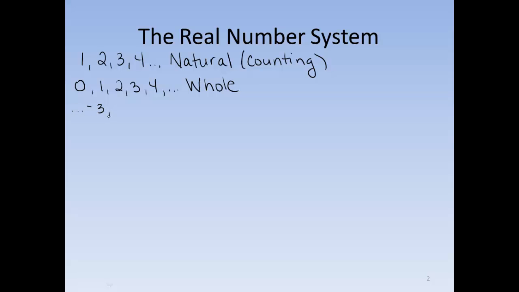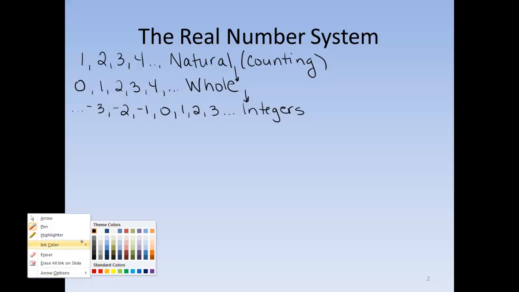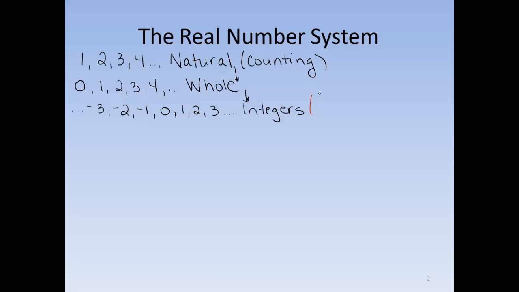And then if we go in both directions, the set of numbers we create here are called the integers. One thing I want you to notice is that the natural numbers are a part of the whole numbers. The whole numbers are part of the integers. We've just added some more numbers here. The integers can also be described as the positive and negative whole numbers.